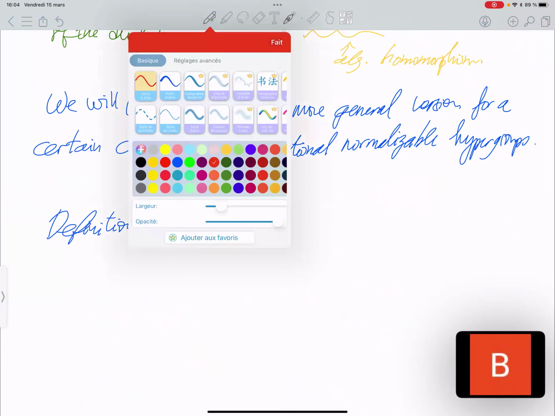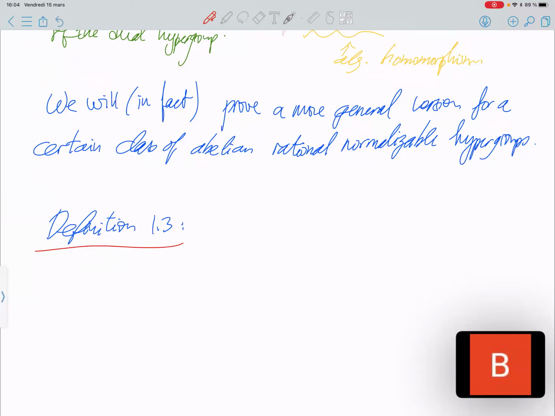So let me mention what we will define as group-like element. Or maybe I will do this after the pause, because it's almost time for the pause. We'll do that after the pause. Okay, so let me state this definition of group-like element.